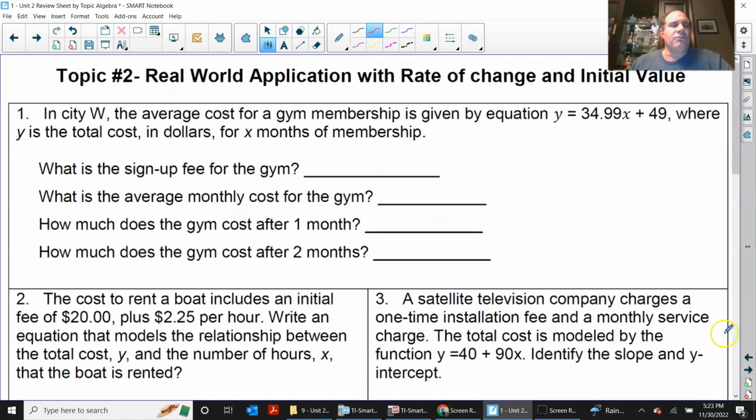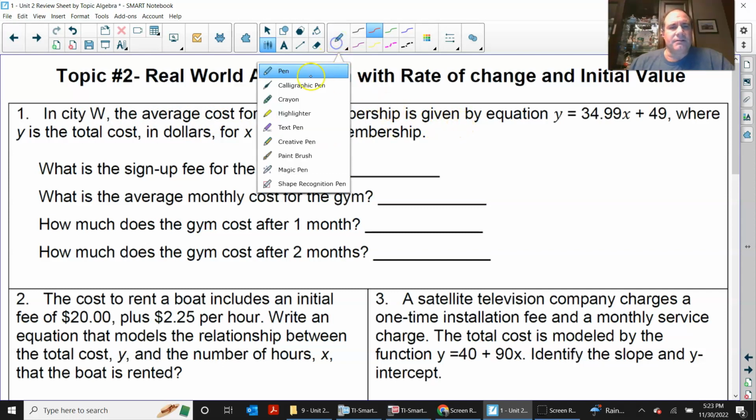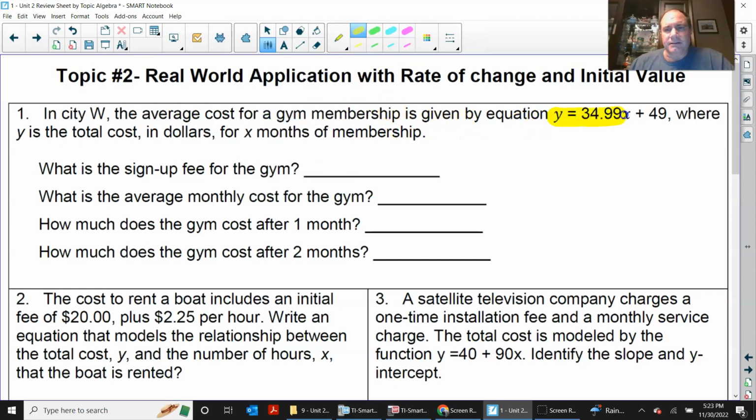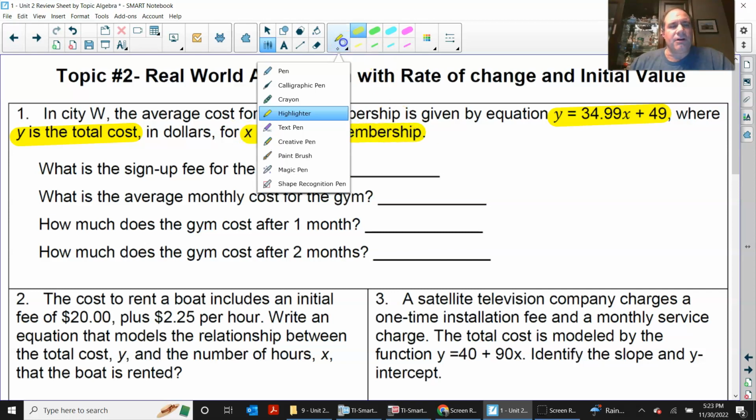Okay, so topic 2. Thank goodness. That was a long topic. So in City W, the average cost of a gym membership is given by this equation, where y is the total cost. Y is always the total cost in dollars for x months of membership.